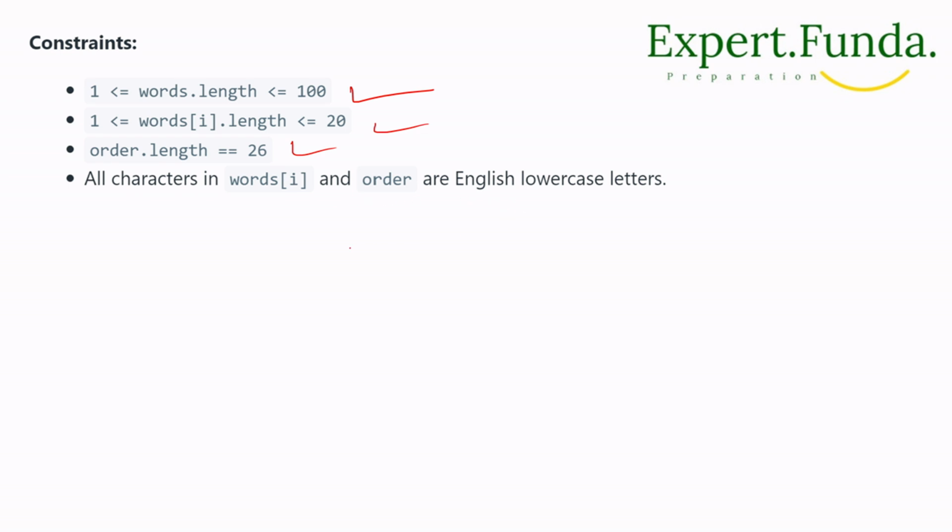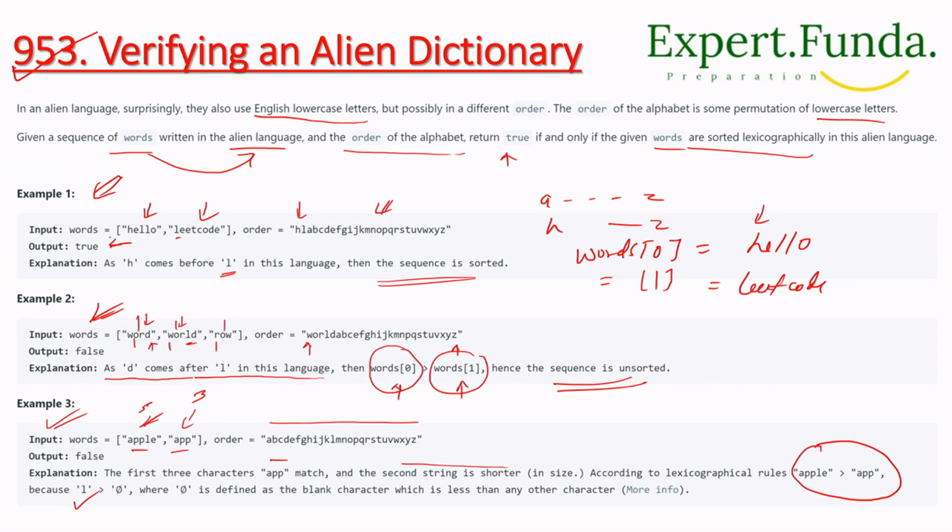Okay, so if we talk about the solution, right? What we have to do is check if the given words are sorted. So for each word, as you can see, we'll take the first example first. Okay, hello Leetcode, right? And this order we have given.